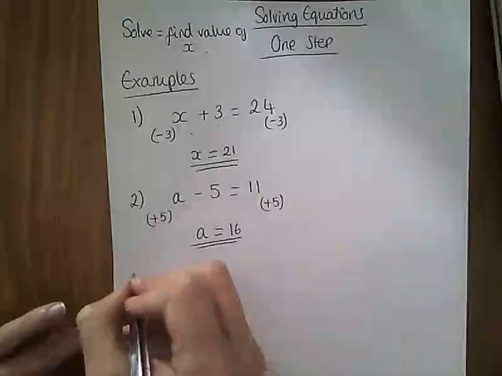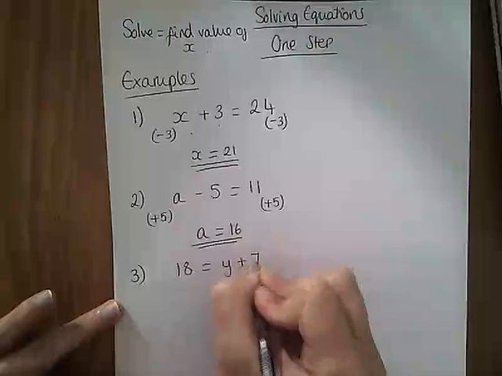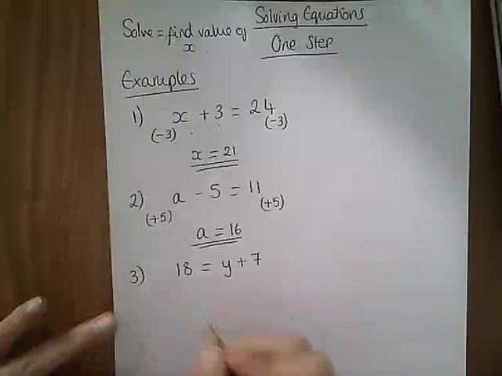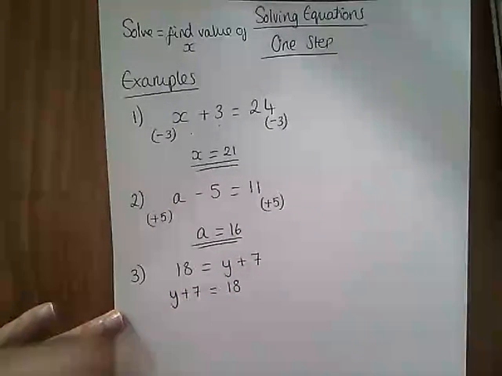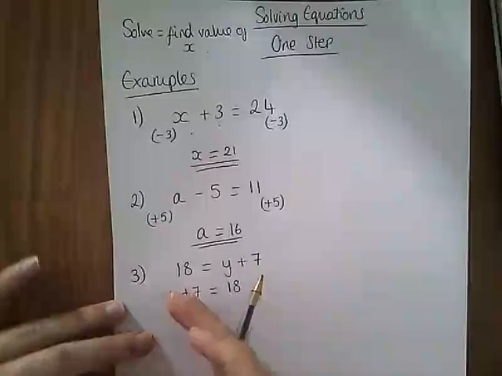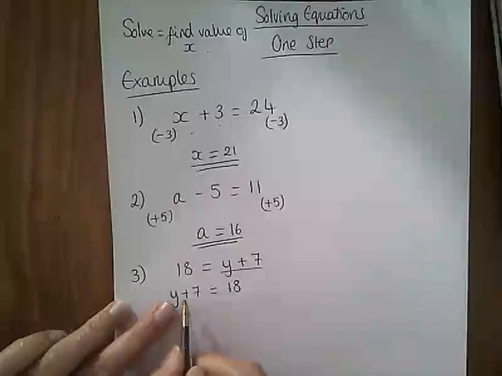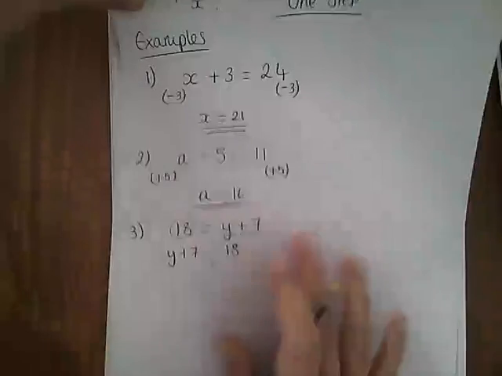Now be careful, sometimes they might give it to you the other way around, okay? If that happens, I think you'll find it easier if you rewrite the equation so that it's the way around that you're used to. So your x or your y or your a, whatever your letter is, is on the left-hand side. So all you need to do is just put this bit on this side and this bit on this side. Just rewrite the equation. And then it's like normal.